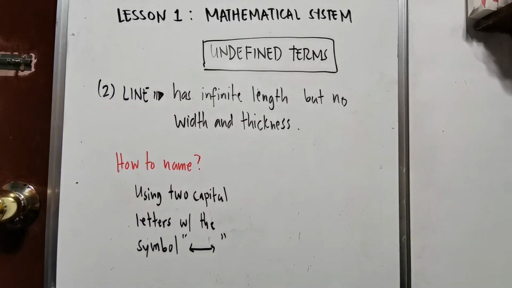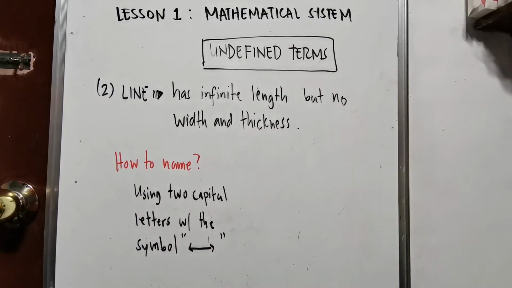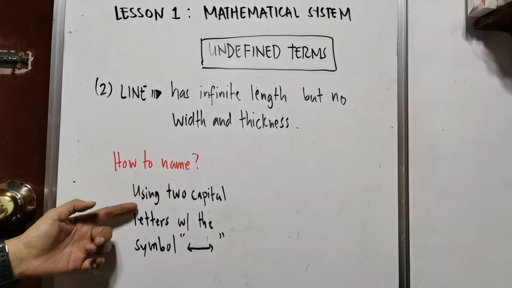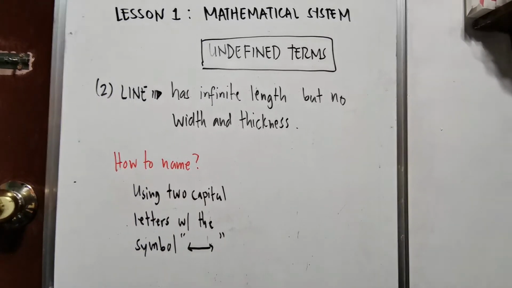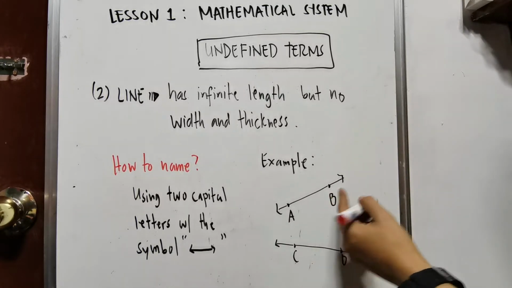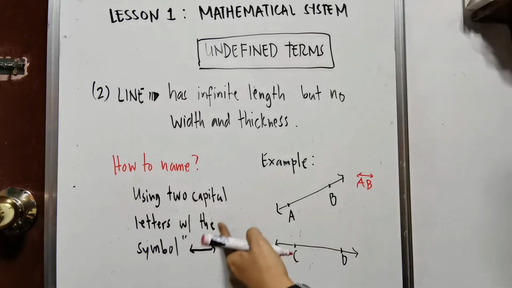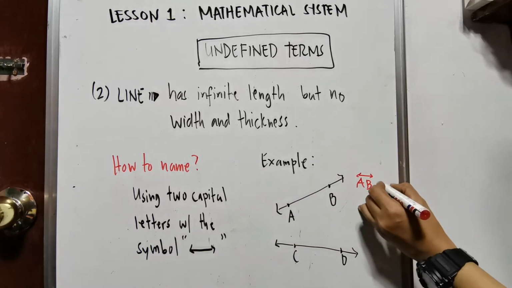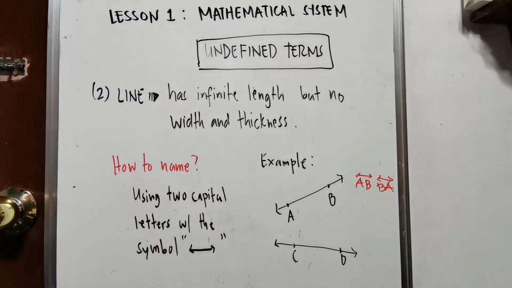The second example of undefined term is a line. When we say line, it has infinite length but no width and thickness. So how to name a line? We will be using 2 capital letters with the symbol for line. For example, if this is the given figure, we can name this line as line AB, using 2 capital letters and then the symbol for line. Or we can say that this is also line BA. So any of the two.